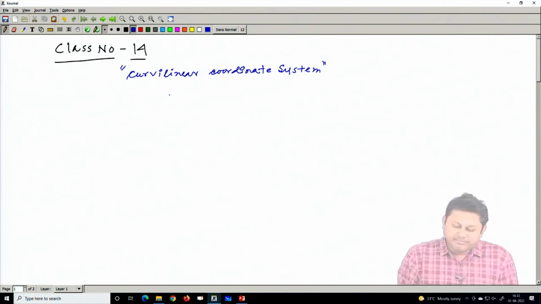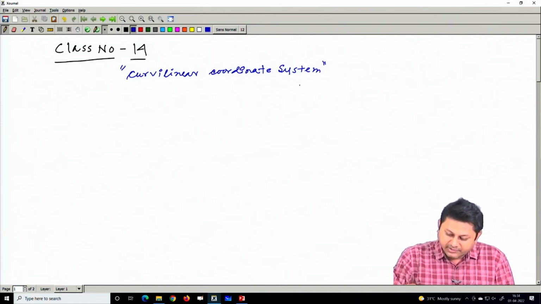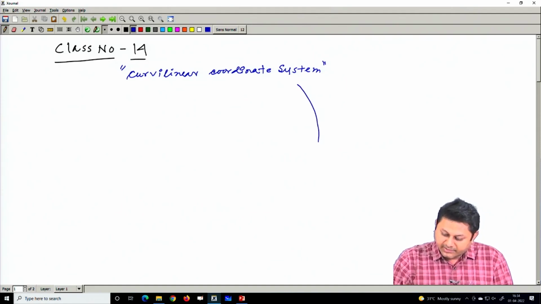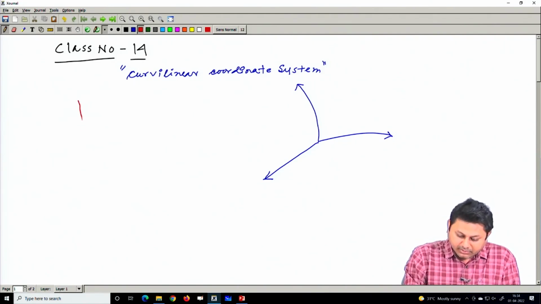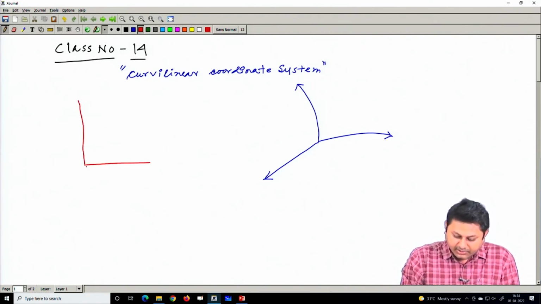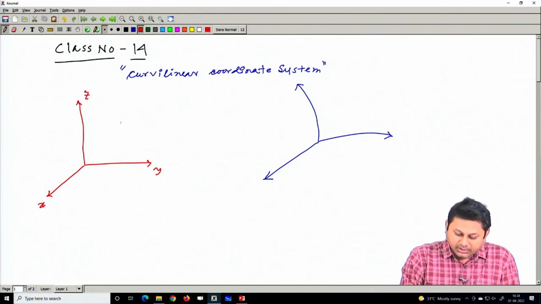So in the last class we already mentioned that the curvilinear coordinate system is a special kind of system where coordinates are defined in a curved space, not like we have in the Cartesian coordinate system in flat space. So if I compare with the standard Cartesian coordinate system, x, y and z.